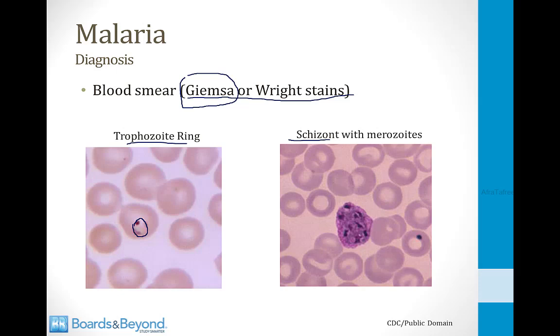And over here we've got something with lots and lots of nuclei, and that is a schizont, and those nuclei are merozoites that it's getting ready to rupture and release into the plasma so that the merozoites can go on to infect other red blood cells.